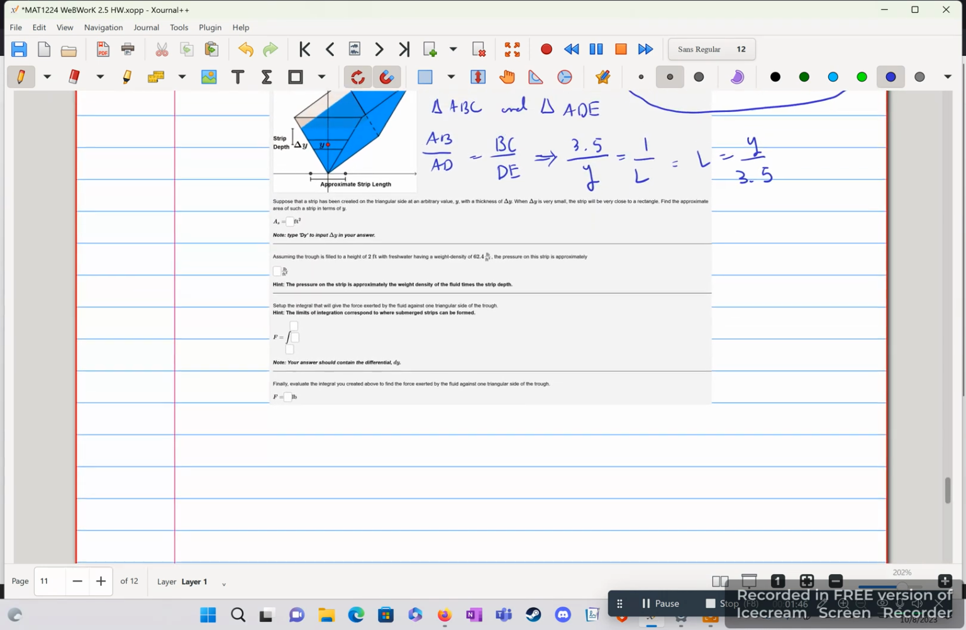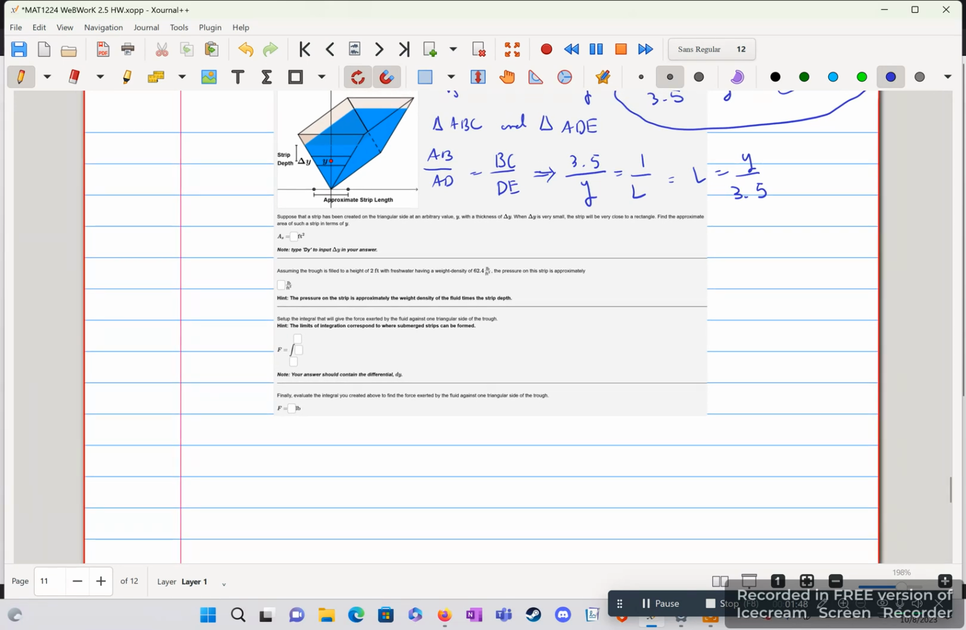Now, like the previous problems, we're going to assume the trough is filled to a height of 2, and freshwater, we know the weight density is 62.4. So we have our del y immediately. We have, for any arbitrary y, 2 minus y, then times our weight density, 62.4. That's it for part 2.